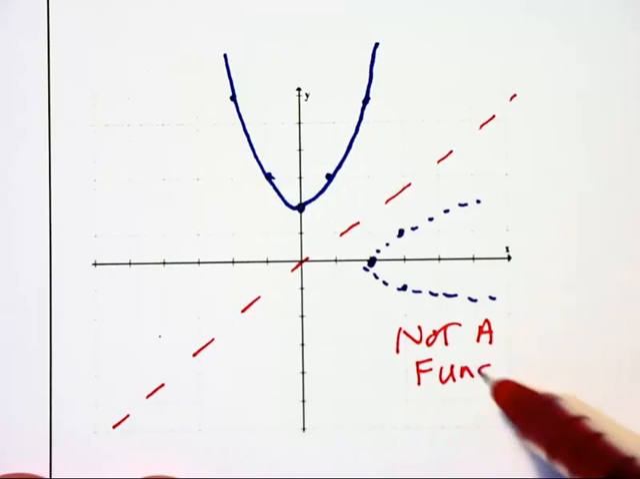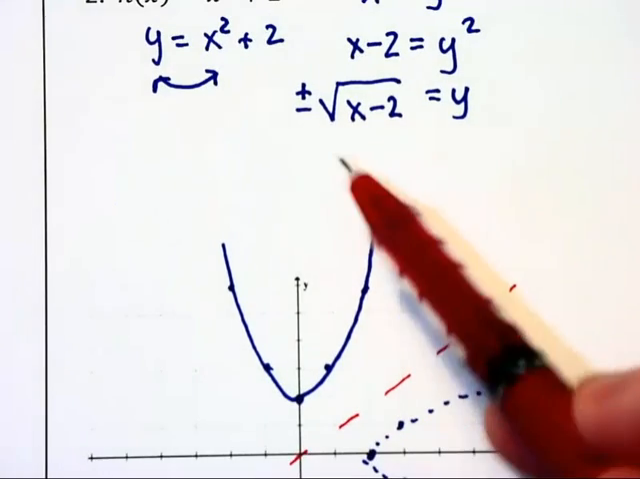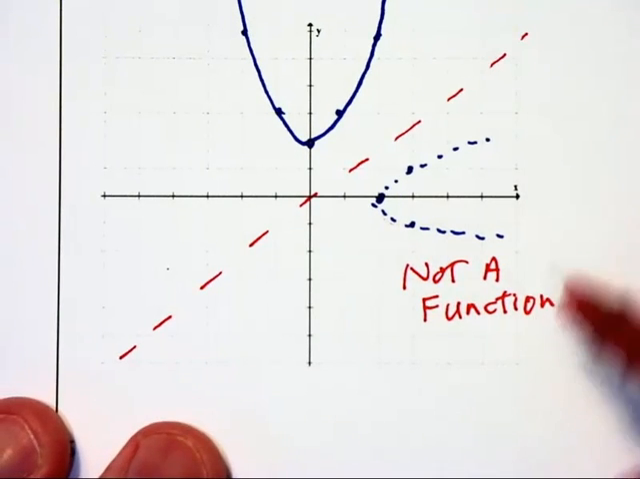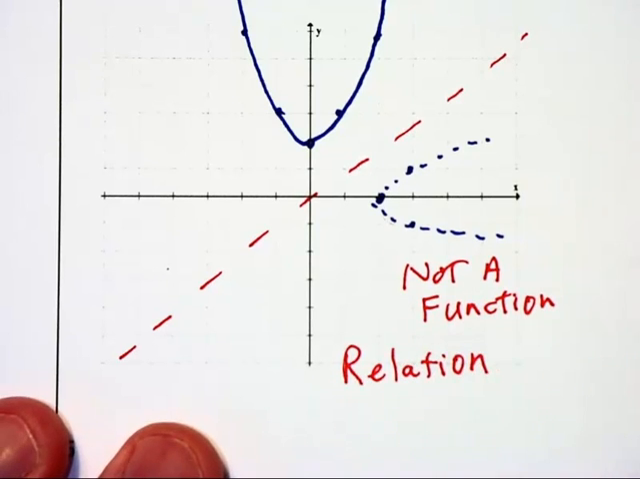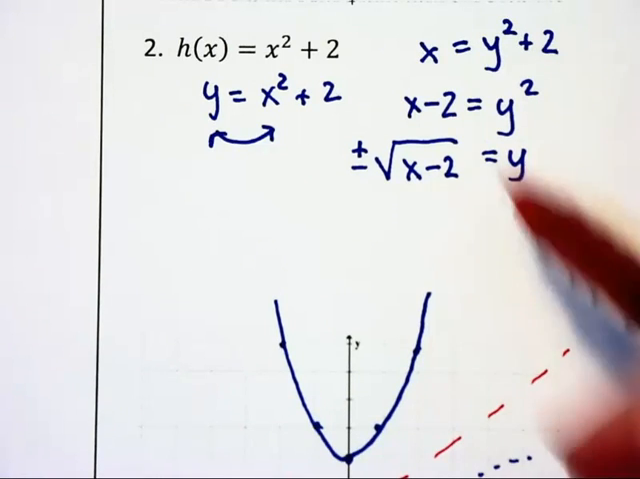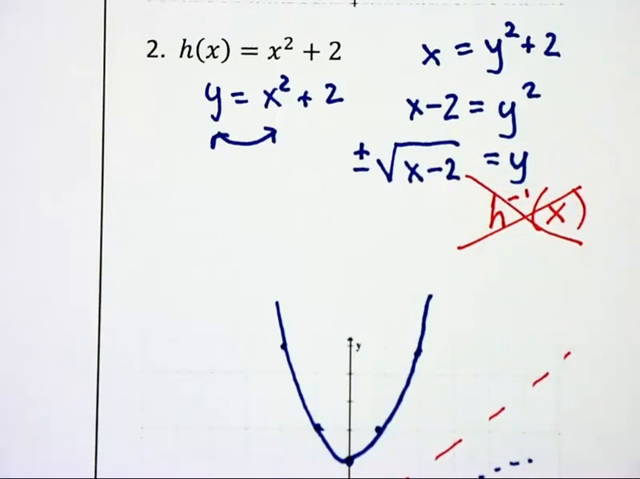Okay, if we actually look at the equation here, we've got a plus or minus in this equation. The plus, the square root, is the top half of the graph, and the minus is the bottom half of the graph. So it's not a function, and we use the word relation here instead. There is a relationship between x and y, but it's not a unique y for each x, and therefore it cannot be a function. And back up here at our equation, we cannot call this h inverse of x. This notation right here is reserved for functions. It cannot be used in this case.